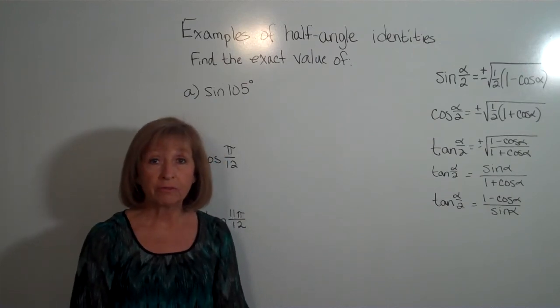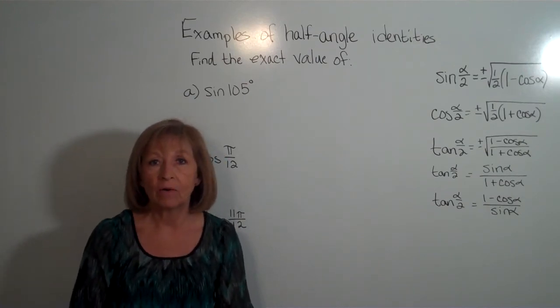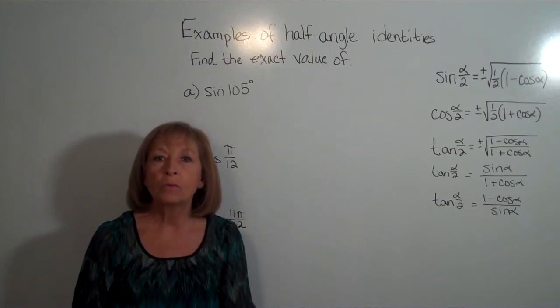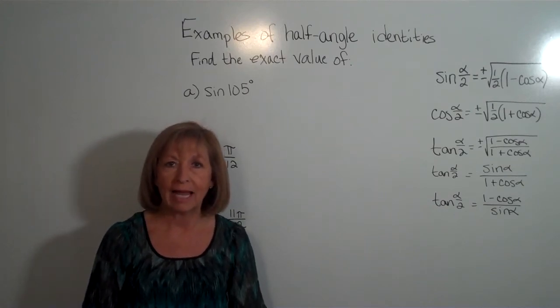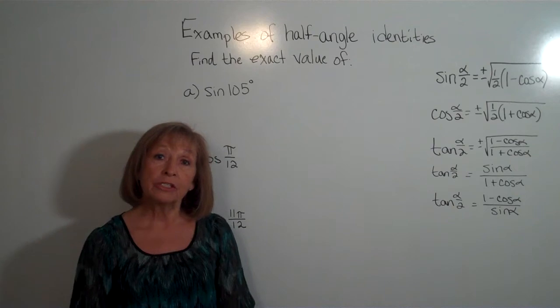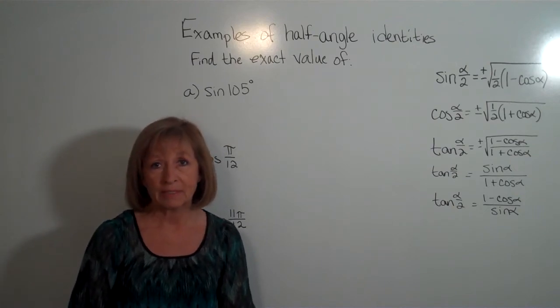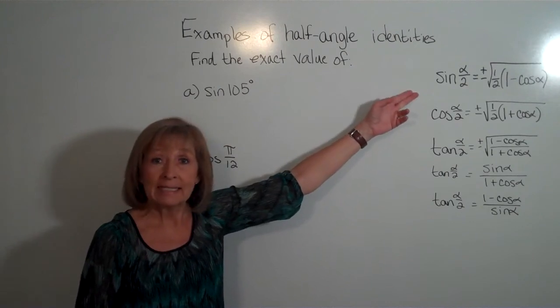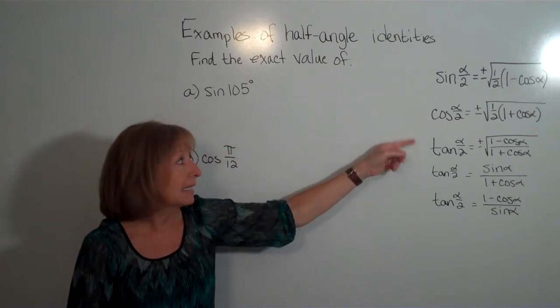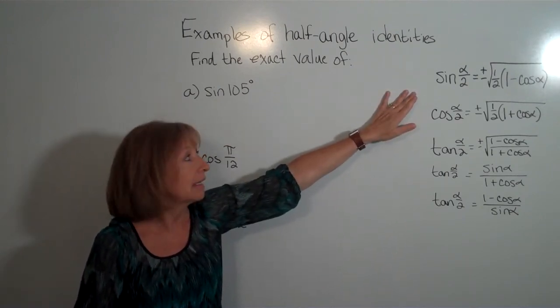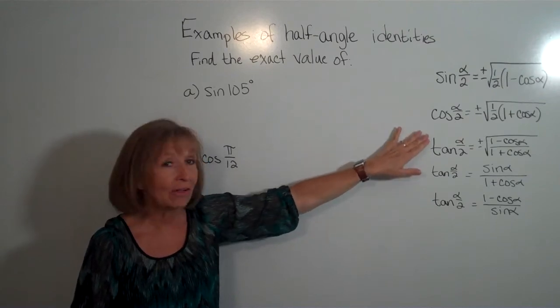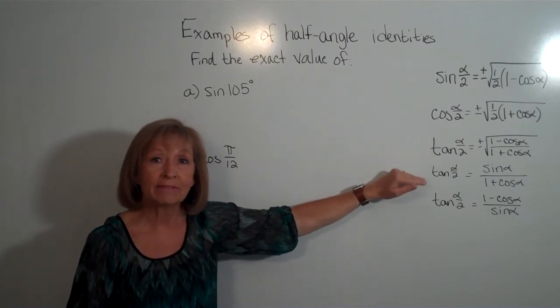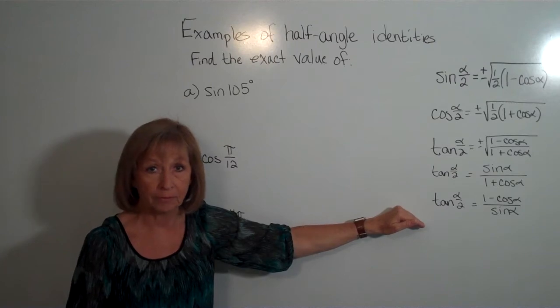In the previous video that's referenced in the description of this video, I went over how we develop the half-angle identities. Here we're going to do a couple more examples beyond what was done in that video. So what I've done is I've relisted the half-angle identities for the sine of half an angle, the cosine of half an angle, and the tangent of half of an angle in 3 different forms.